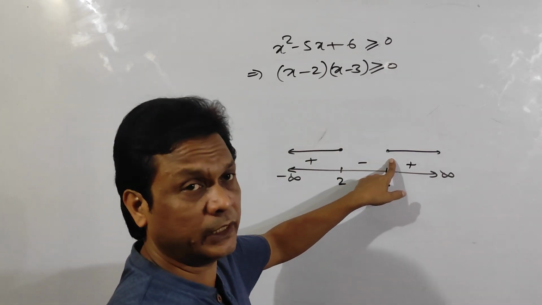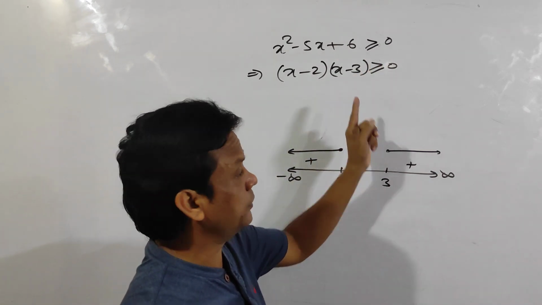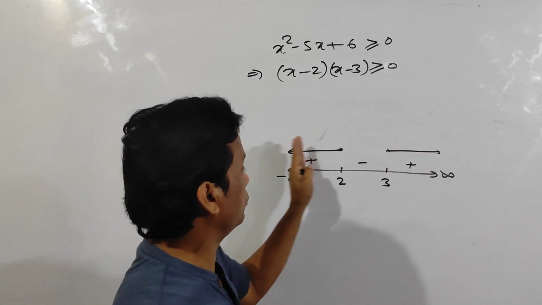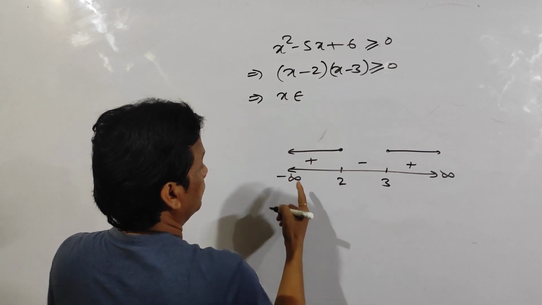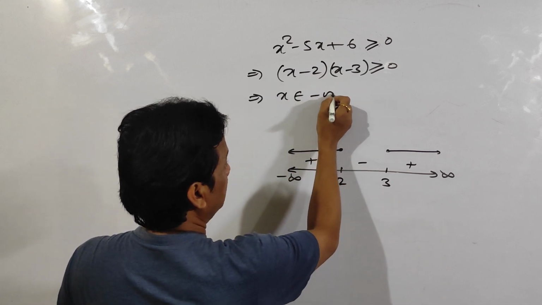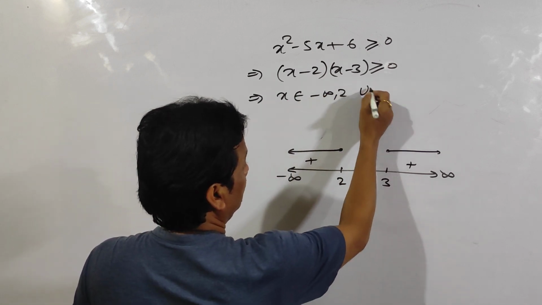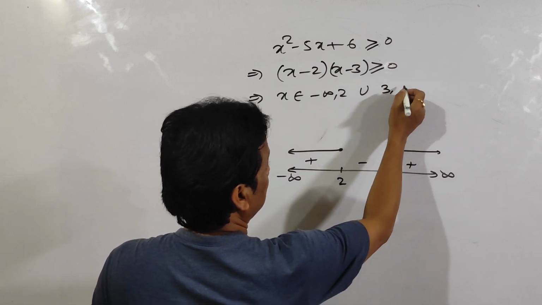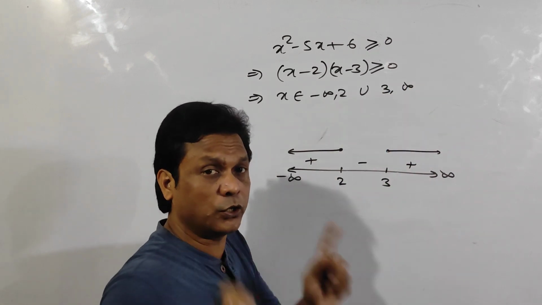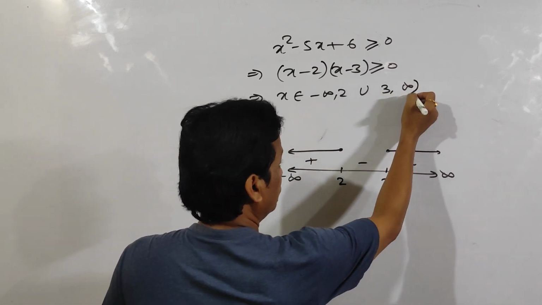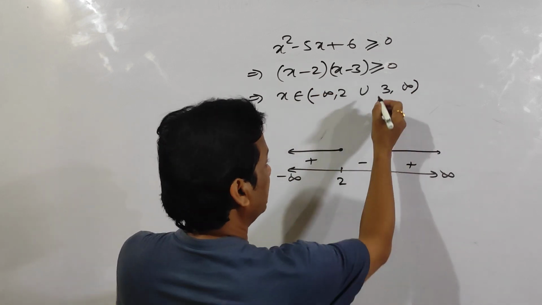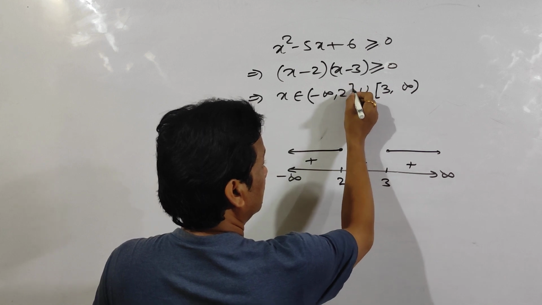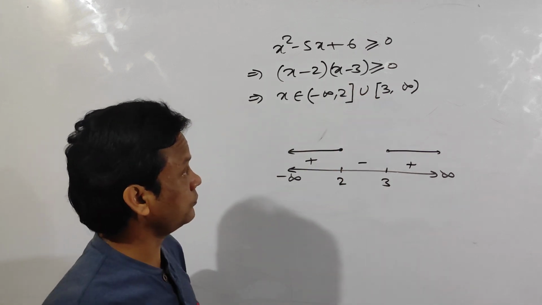2 and 3 are included, and your requirement is positive. So the positive side is this one and also this one. So that means x belongs to (minus infinity, 2] union [3, infinity). Infinity and minus infinity always take an open interval, you should always give the open interval because they are not real numbers, and here 2 and 3 are included. So this is the answer.